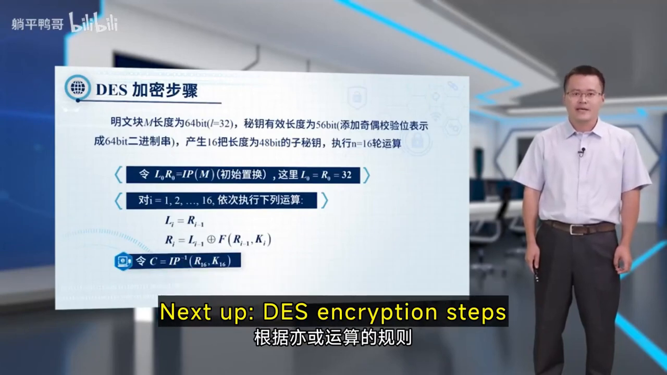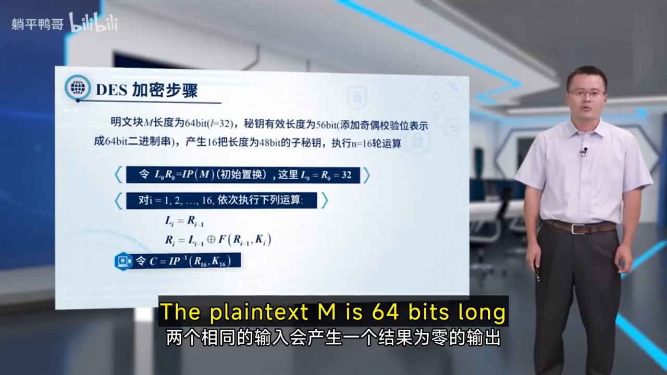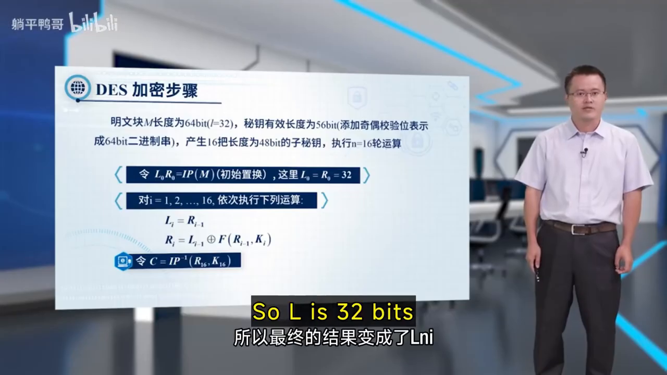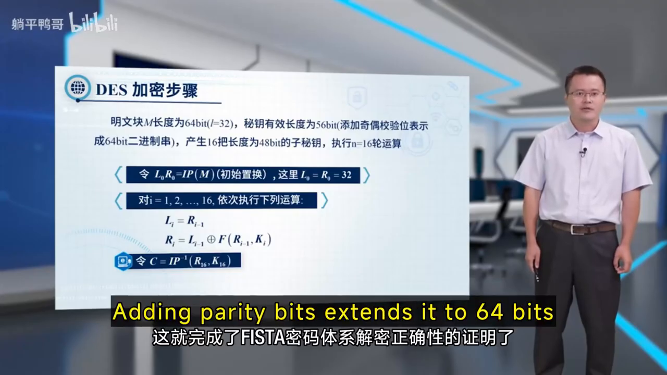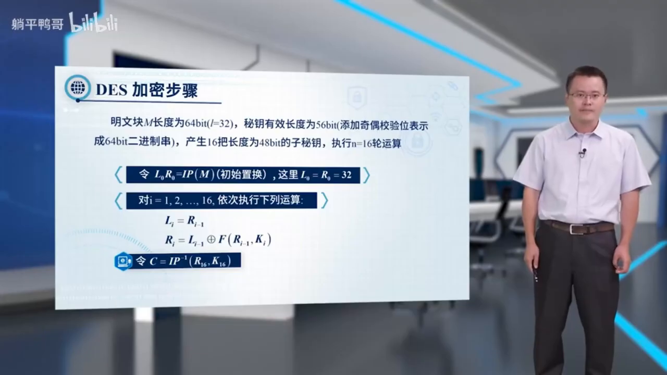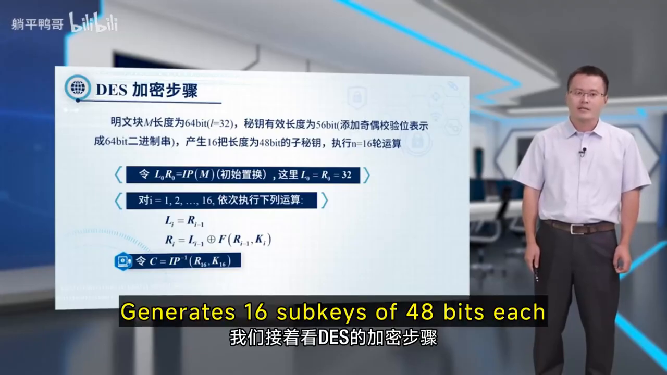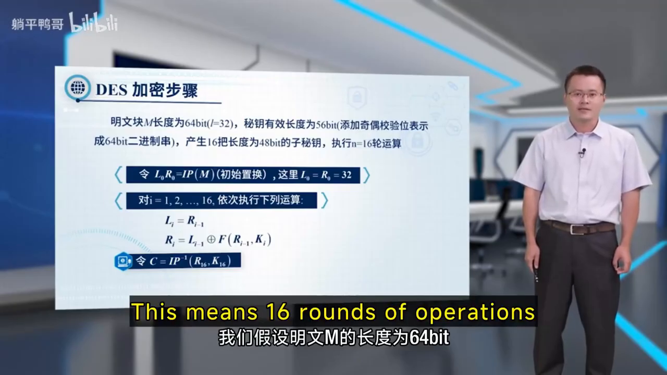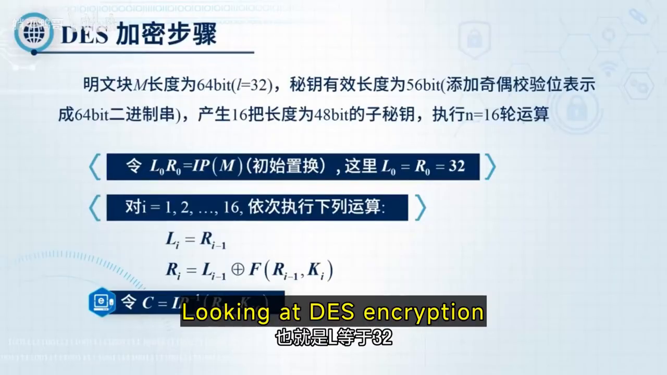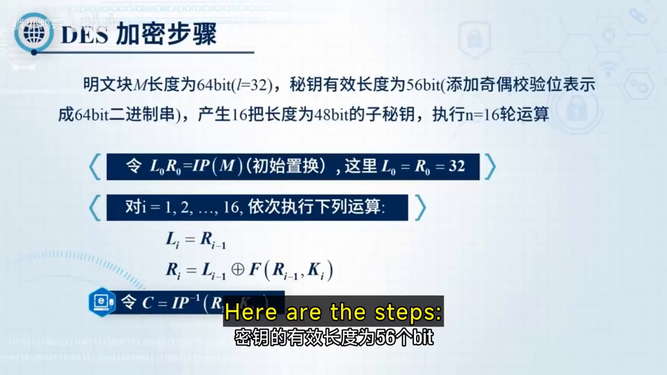Next up, DES encryption steps. The plaintext M is 64 bits long, so L is 32 bits. Key length, 56 bits. Adding parity bits extends it to 64 bits. It generates 16 subkeys of 48 bits each. This means 16 rounds of operations. Looking at DES encryption, here are the steps.